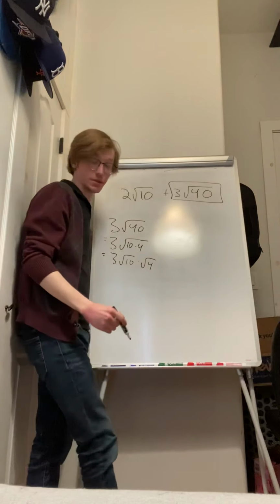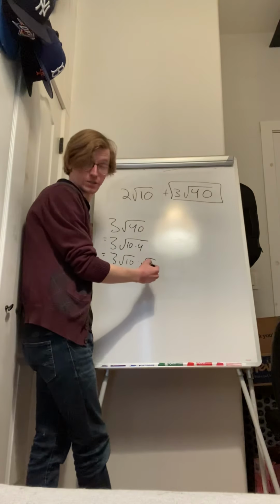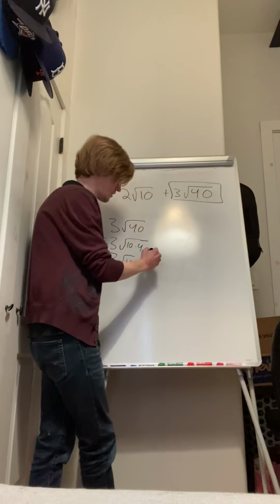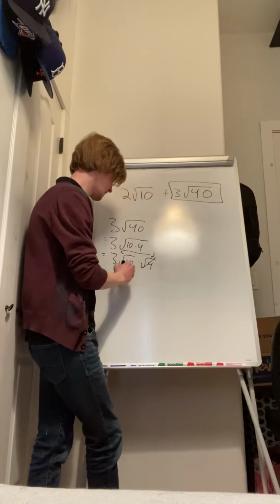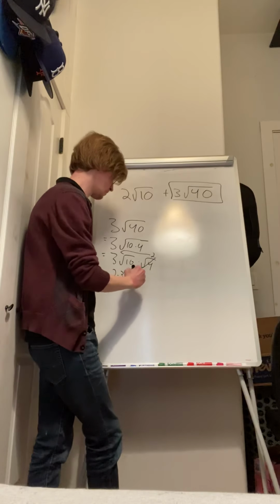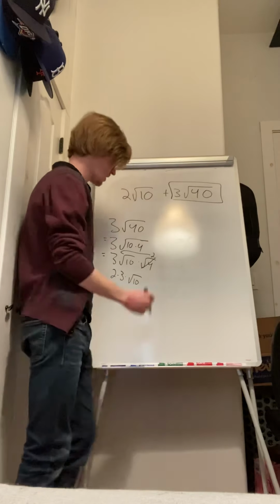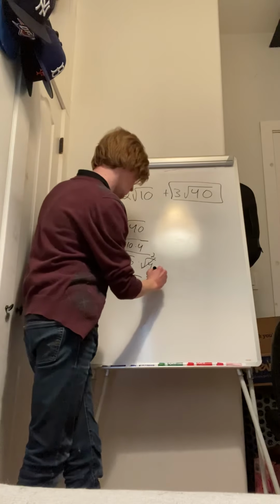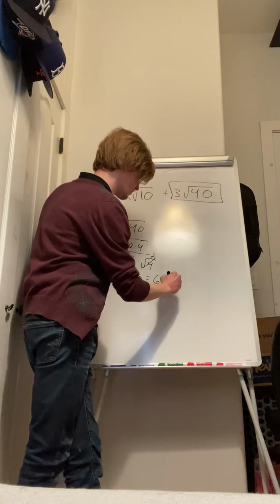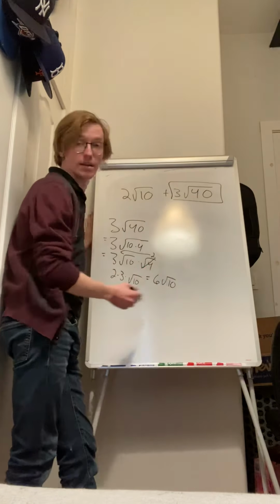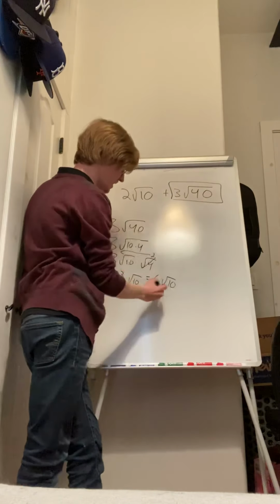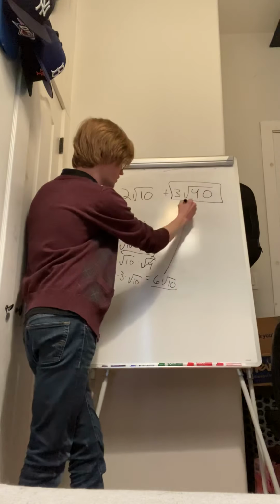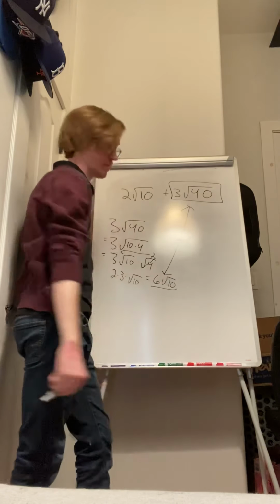Now, hopefully you see where this is going. The square root of 4 is a perfect square, right? We can take that, that's 2. That 2 comes out. We have 2 times 3 times the square root of 10. 2 times 3 is 6, so you get 6 times the square root of 10. All right, hopefully you see what we just did. We just found that 3 square roots of 40 is equal to 6 square roots of 10.